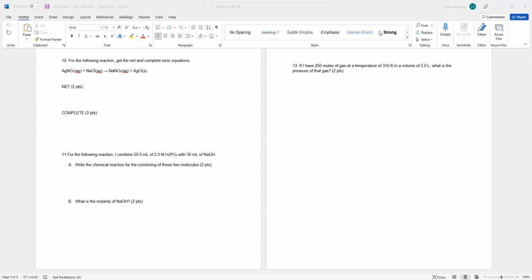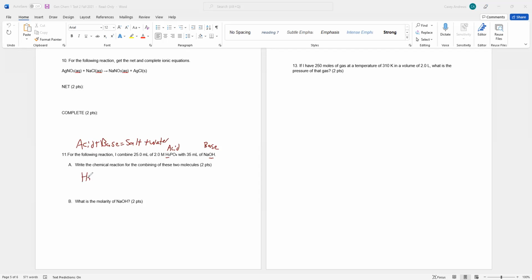All right. So for the following reaction, I combine 25 milliliters of H3PO4 with 35 milliliters of NaOH. So I'm going to do part A because I can't do part B without doing part A. What's the reaction? This is an acid-base reaction. Hydrogen, acid. So if you have hydrogens out in front like this, that's telling you an acid. Compound with OH is a base. Remember an acid-base reaction, acid plus base equals salt plus water.